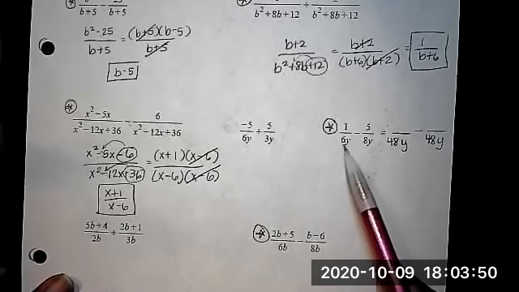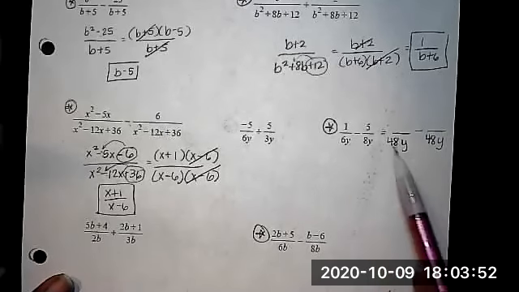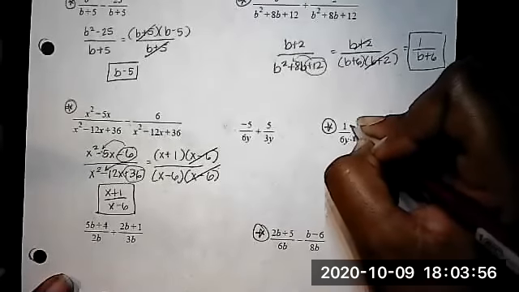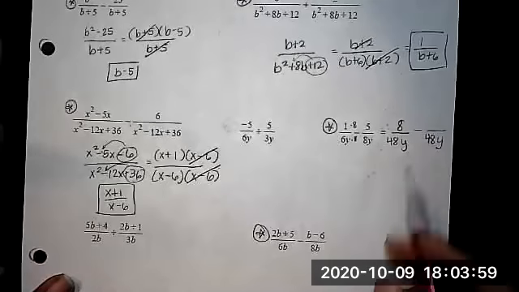So what do you have to multiply by 6y? That'll give you 48y, 8. So now I have to multiply top and bottom by 8. So this will be 8 here.